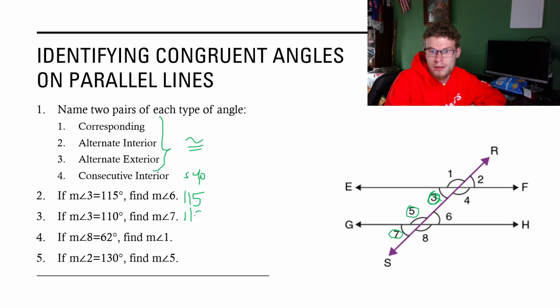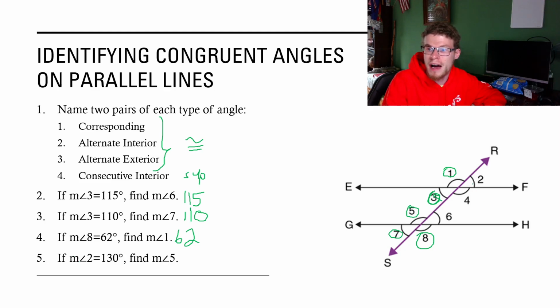Number 10. The measure of angle 8 is equal to 62. Find the measure of angle 1. Angle 8 is right here, so that's 62 degrees. And angle 1 is over here. That makes it an alternate exterior angle, so that means this one is also congruent: 62 degrees.